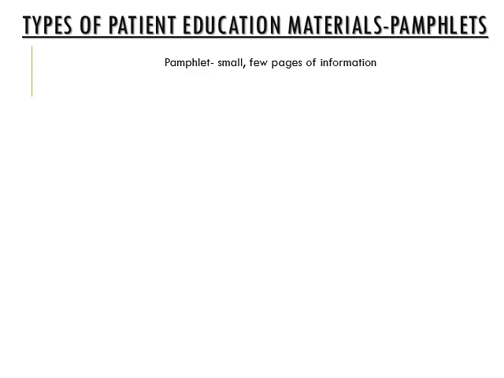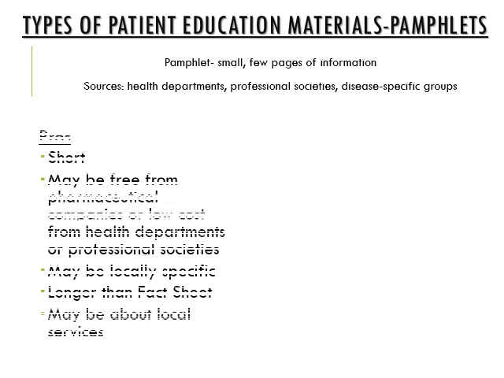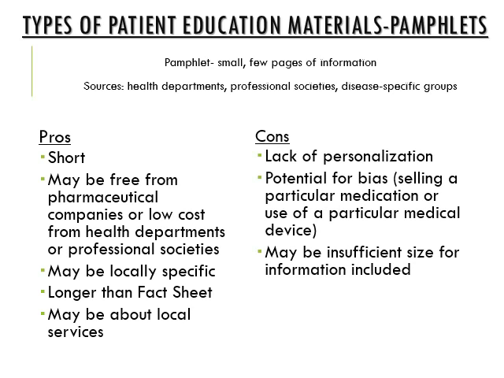There are pamphlets available. They're small and they're easy to hand out. You can get them from health departments, professional societies, disease-specific groups. They're short, they're to the point. Sometimes the pharmaceutical companies will give you stacks of these for free.